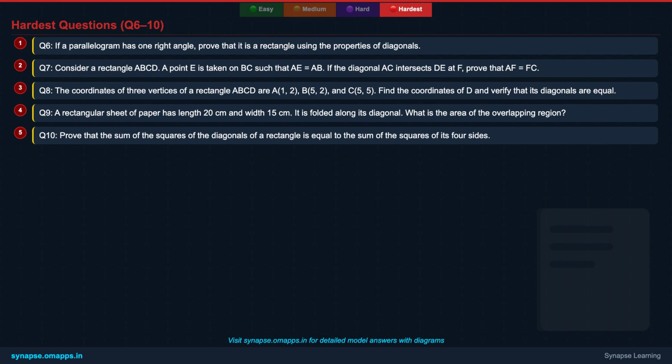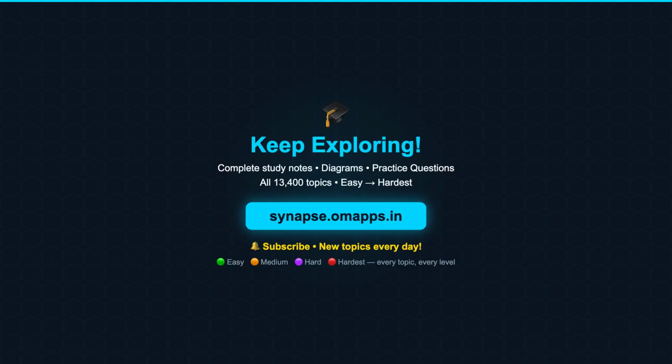Good luck! You've journeyed through the intricate world of rectangle diagonals. From basic definitions to advanced proofs and real-world applications, you've gained a comprehensive understanding. Remember, mathematics is about exploring, proving, and connecting ideas.